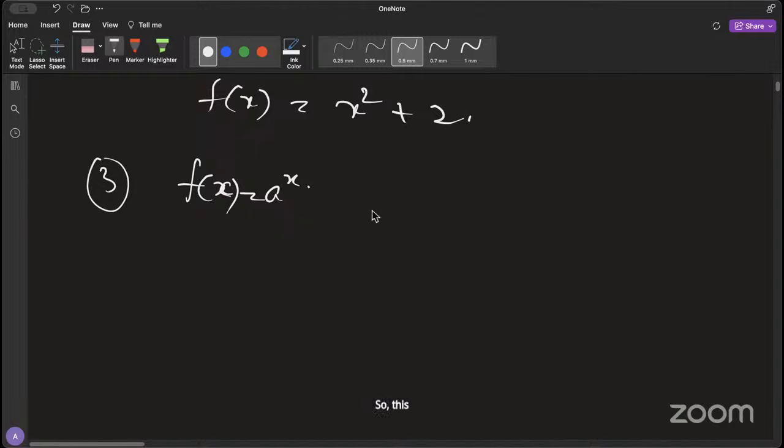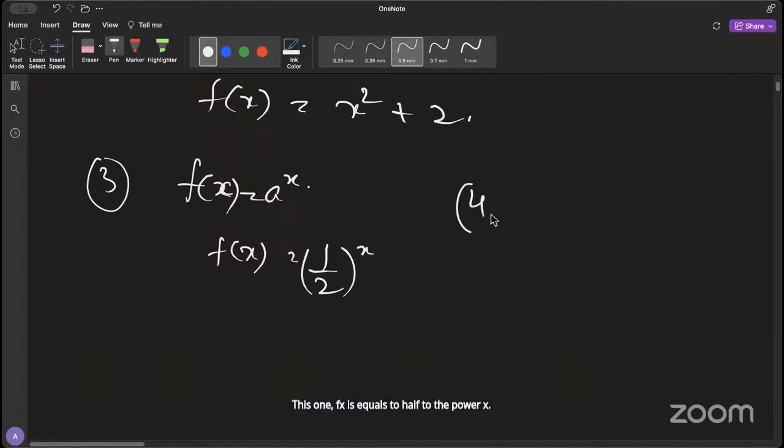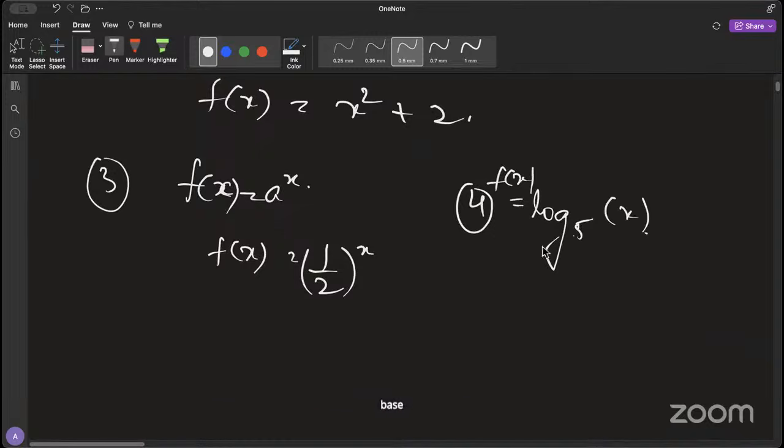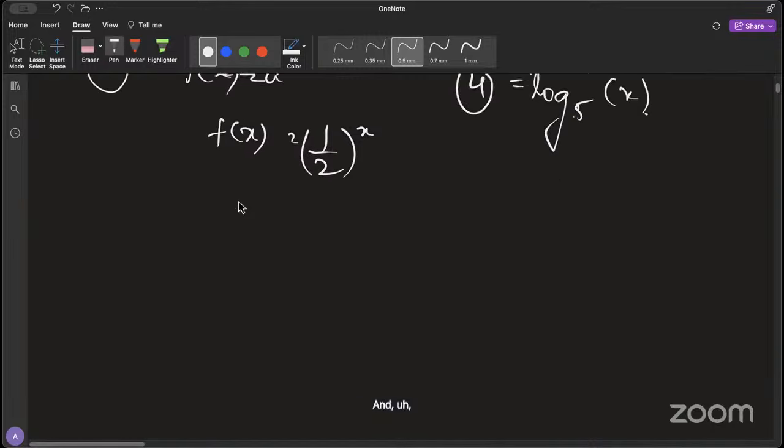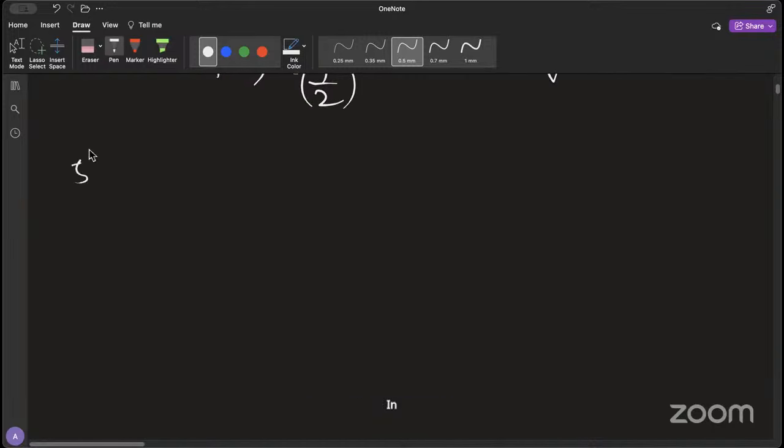So with this we've also studied f(x) = half to the power x. And the fourth kind of functions are the log ones, where you can take f(x) to be log, let's say, base 5 of x. These kinds of functions. What other kinds of functions have we done so far? The functions that we've not done so far in this course are the trigonometric ones, right? We have not discussed them in particular.